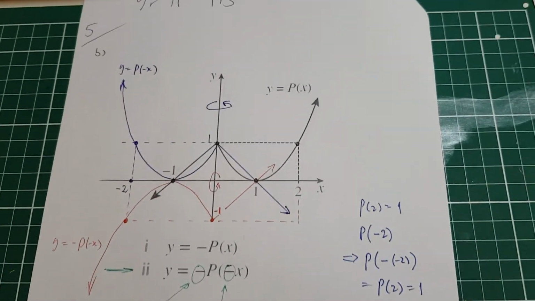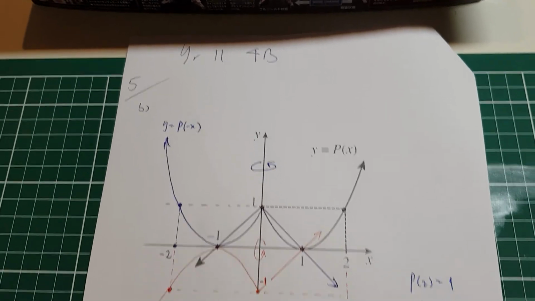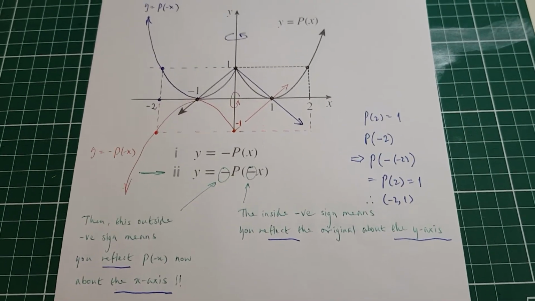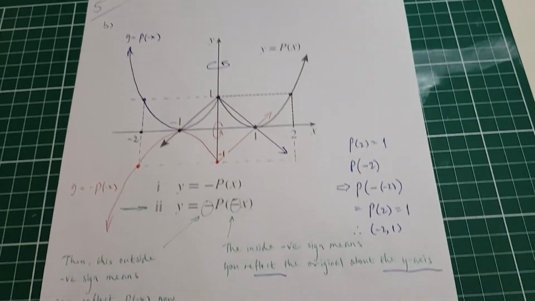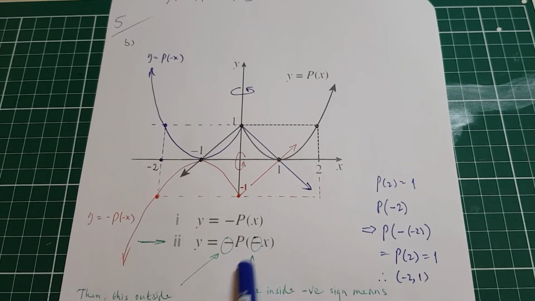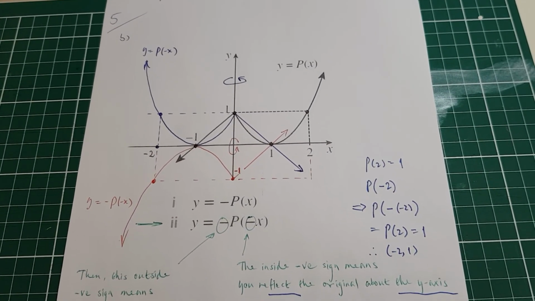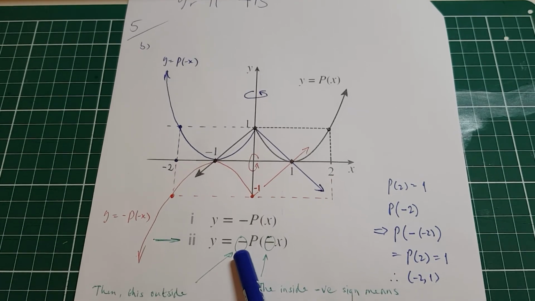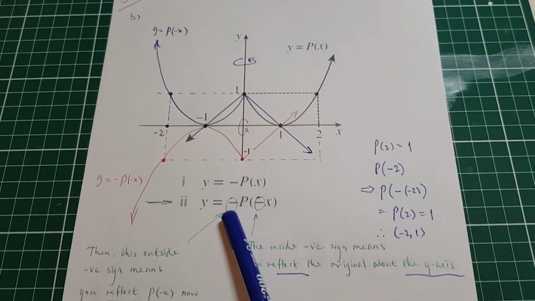So that's a little short video on 4b regarding the reflection or the rotation about the x-axis and the y-axis. Remember, the inside means the reflection about the y-axis, and the outside negative means the rotation or the reflection about the x-axis.